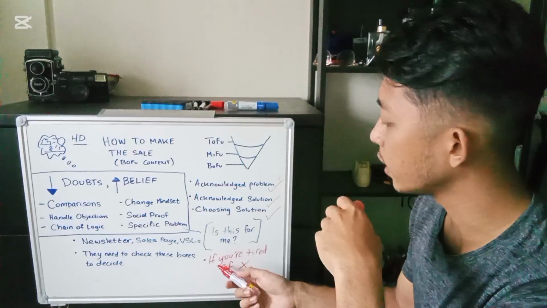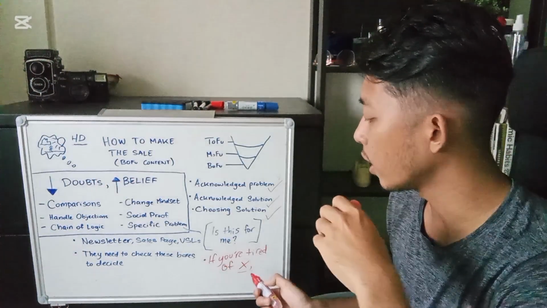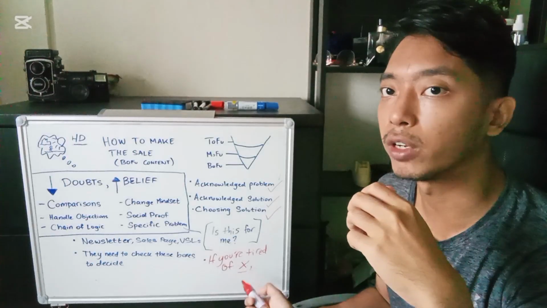You want to craft sentences like, if you're tired of X. And what is X? Their specific problem that they're truly frustrated at.